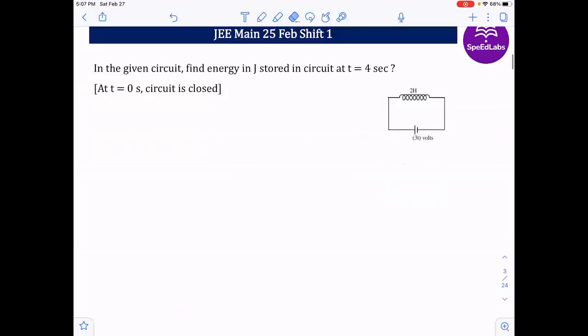Dear students, we are going to discuss the questions asked from alternating current and inductance in JEE Mains 2021, February shift. First question is like this: we are connecting an inductor with some variable voltage, and the voltage supplied is simply 3t volt, and the inductor has some coefficient of self-induction L.